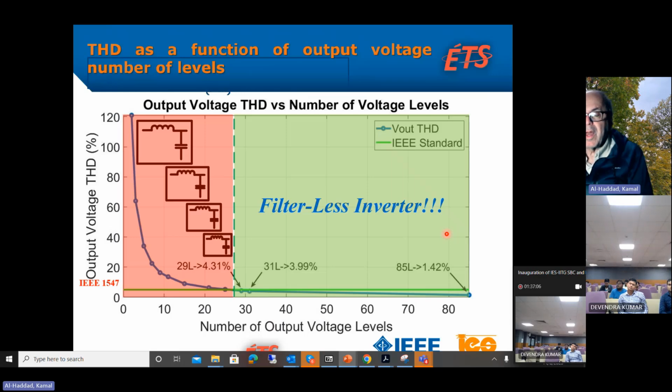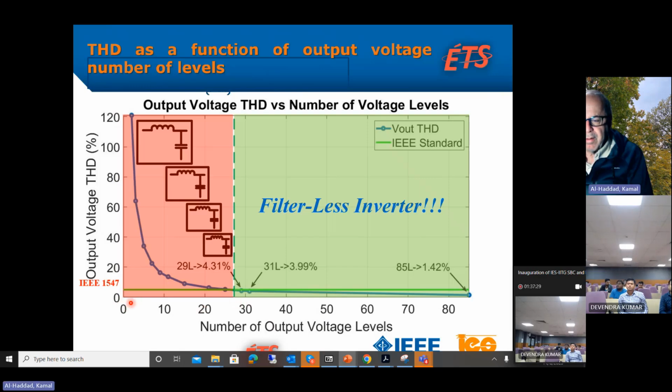Now, if we want to have a beautiful, no-filter solution, then what's the answer? Look at here. If you look at here, the number of output voltage levels that the converter can supply, and on the x-axis, the output voltage THD.